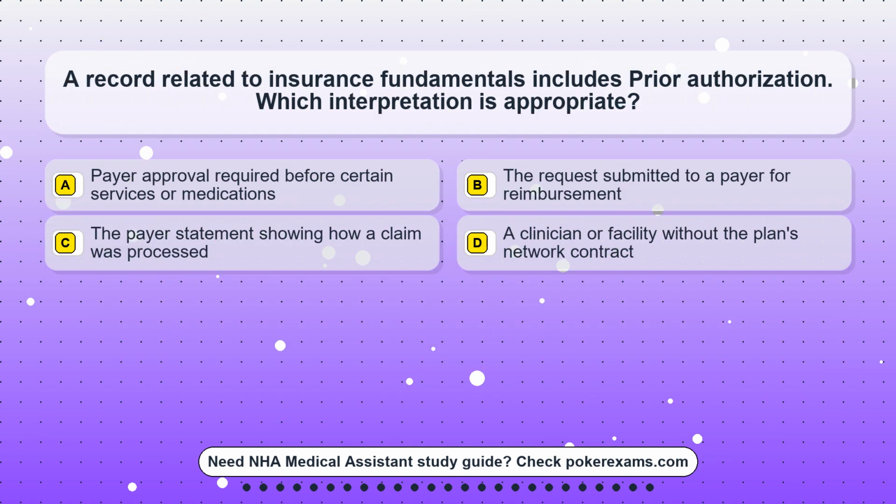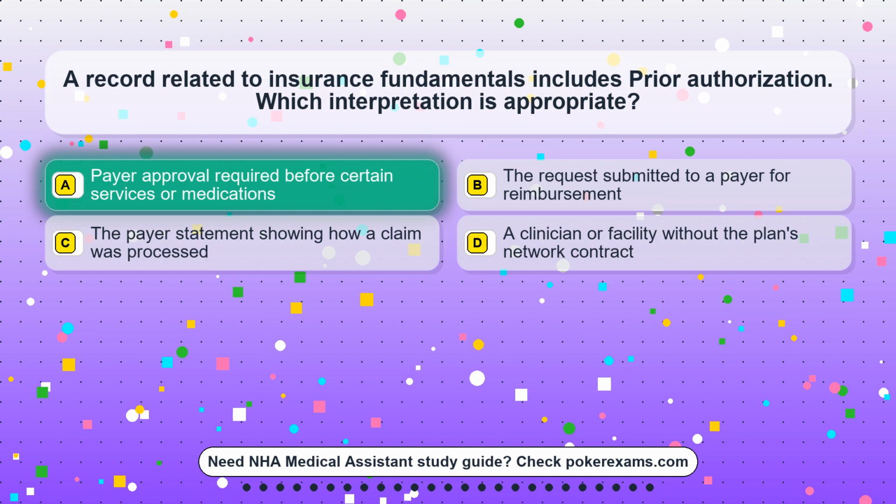Question 17. A record related to insurance fundamentals includes prior authorization. Which interpretation is appropriate? Option A. Payer approval required before certain services or medications. Option B. The request submitted to a payer for reimbursement. Option C. The payer statement showing how a claim was processed. Option D. A clinician or facility without the plan's network contract.